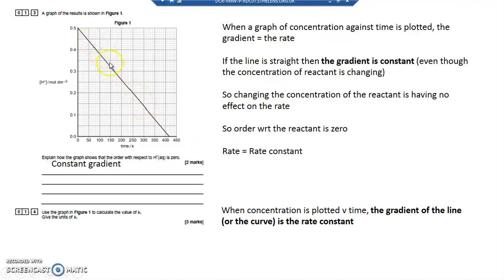You get a straight line on this graph. So if you had a curve, you'd take a tangent to the curve and measure the gradient. We've got a straight line, not a curve, so the gradient is staying the same throughout, it's remaining constant. Now the gradient is the rate, so the rate is staying constant. So you've got a constant gradient as the H+ changes, and therefore the rate isn't changing. So that means that the order with respect to H+ is 0. Changing the concentration of H+ has no effect on the rate.